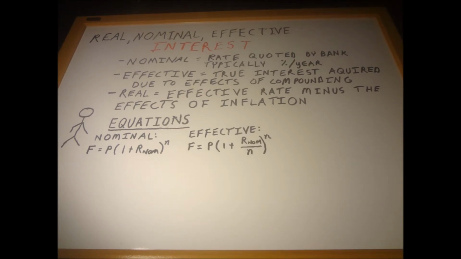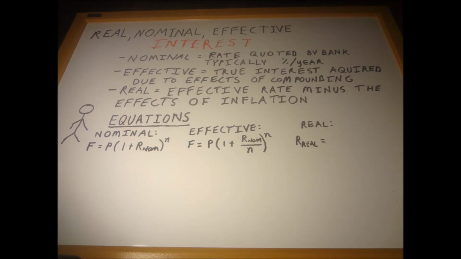Next is the effective interest rate, where future value equals present value times 1 plus nominal interest rate over the number of compounding periods raised to the number of compounding periods. If this was compounded annually, n would equal 1. If this was compounded daily, n would equal 365. Or if this was compounded monthly, n would equal 12.